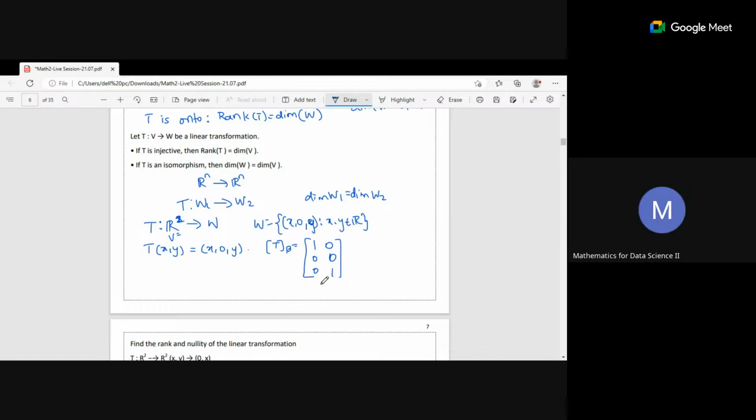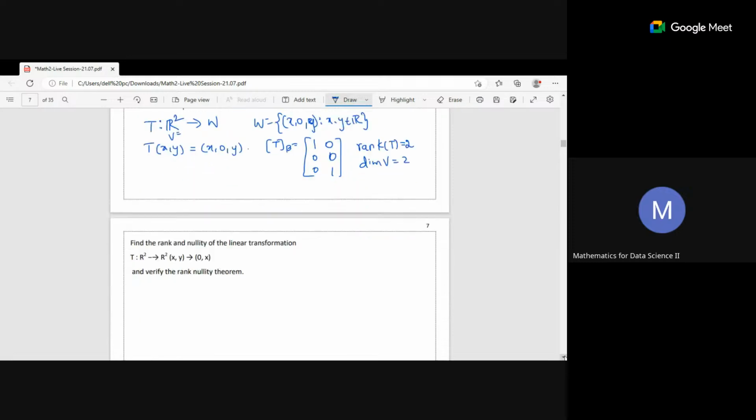So what is the rank of this matrix? Rank is 2. And what is the dimension of your V here? It is from R2, right? So what is the dimension of V? 2. Okay, fine.